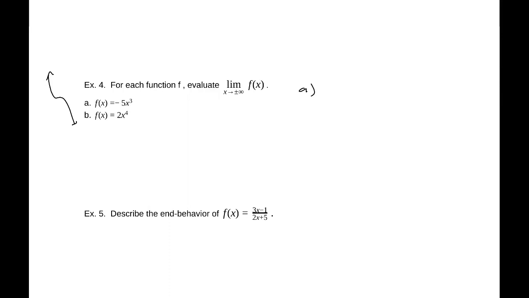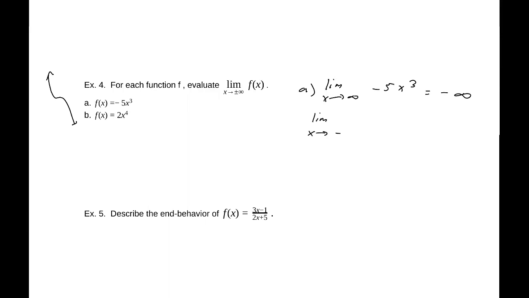As x approaches bigger and bigger numbers, as x gets larger and larger, negative 5 times those large numbers is just more and more negative. So that one is going to approach negative infinity.